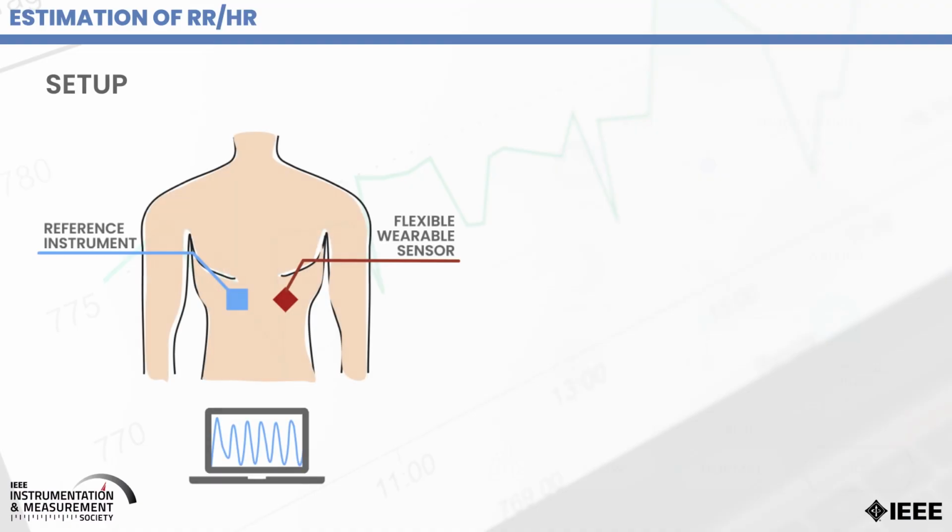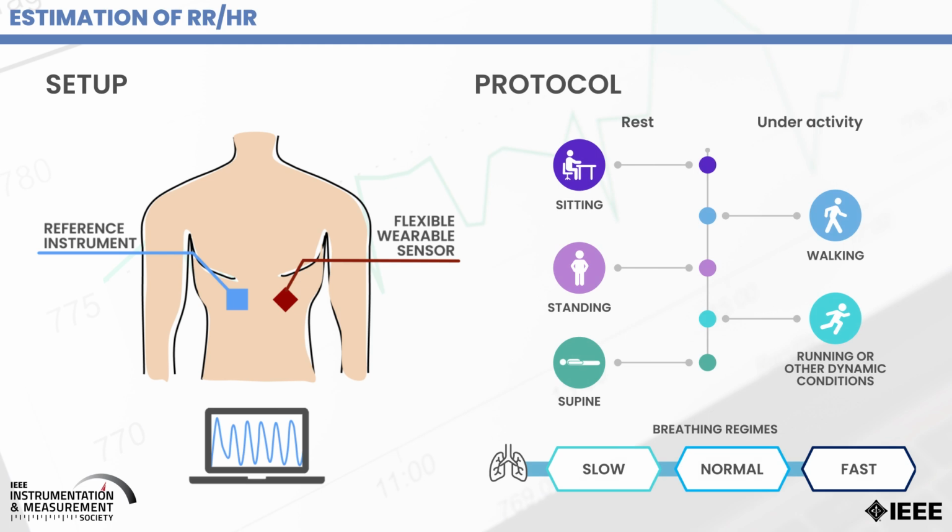After that, you have to assess the capability of the developed flexible sensor by defining a reference instrument in order to compare the results obtained using our sensor with the one of a gold standard, and by designing a protocol to investigate the performance of our sensor in different conditions, for instance at rest, during a sitting, standing or supine position, or also during activity, for instance during walking or running.